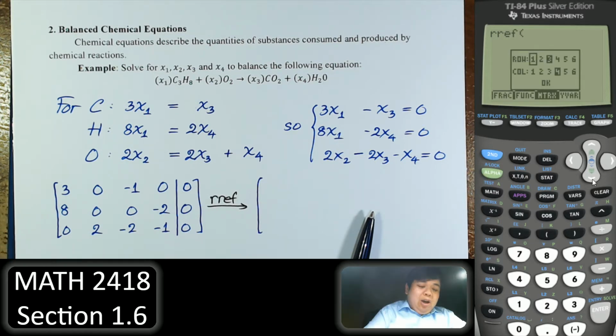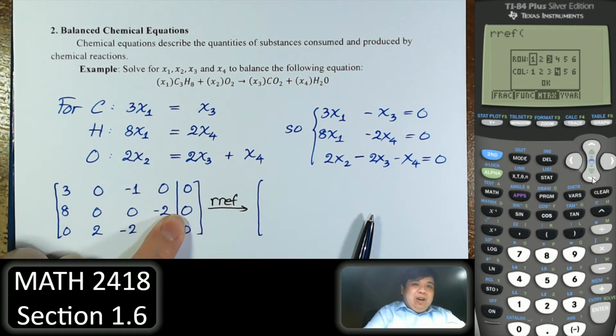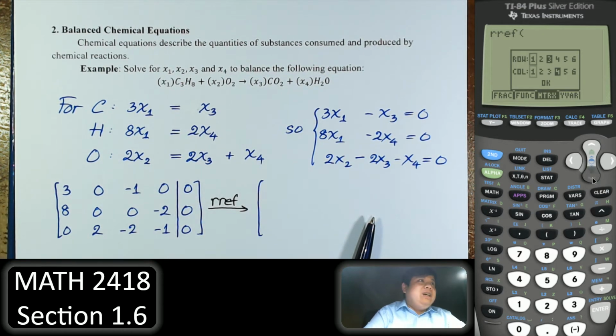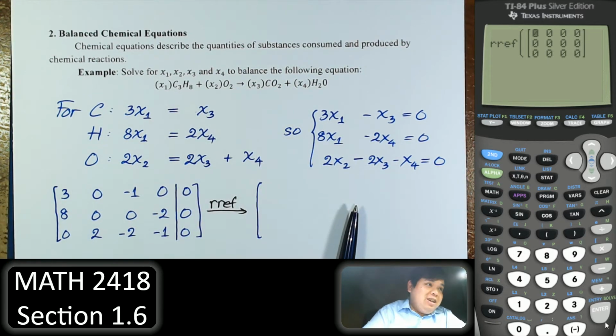Notice that on this one the last column is 0, so it doesn't matter what I do with it, it's still left with 0. Doesn't matter what row operation we do, the last column is still 0. So we're just going to enter the left hand side, knowing the right hand side is guaranteed to be 0.